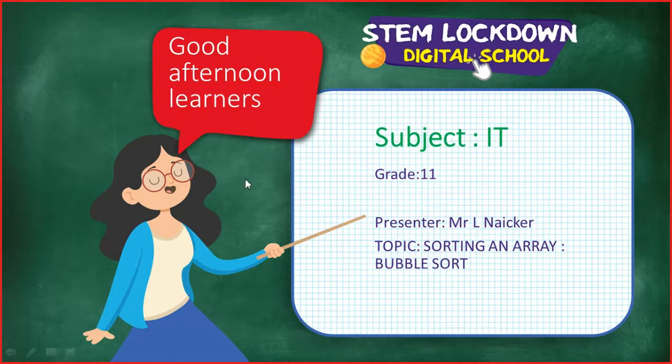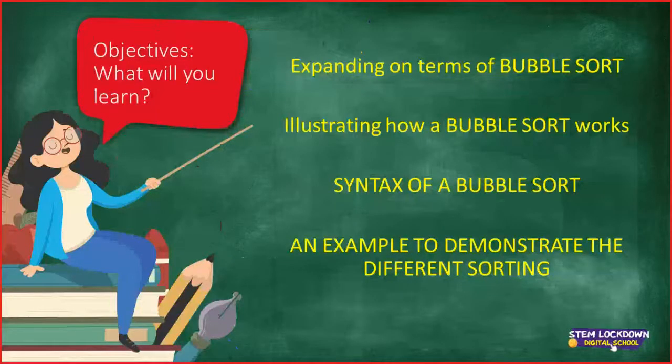what are the objectives of today's lesson? We will be expanding on the term bubble sort, illustrating how a bubble sort works, looking at the syntax of a bubble sort, and finally, an example to demonstrate the different sorting, okay? So we'll just try to incorporate what we have learned into an example.